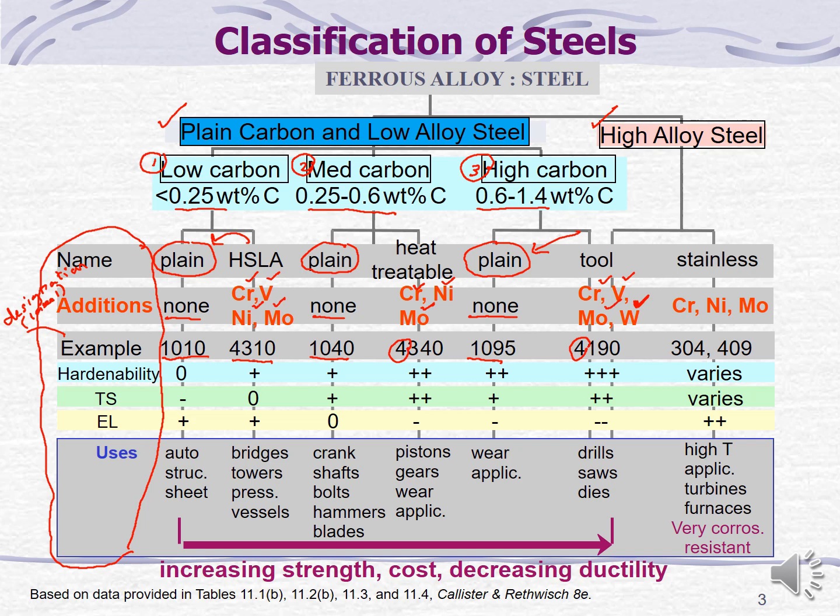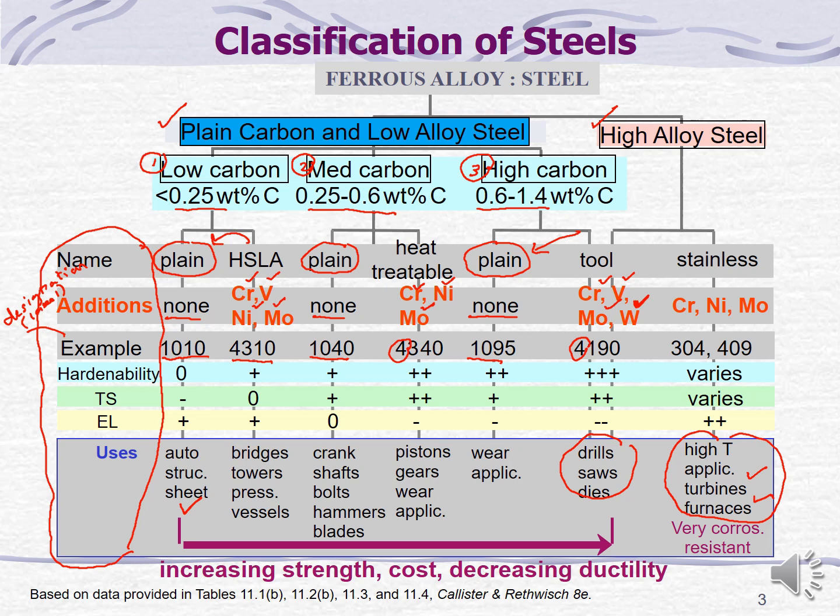Okay, for the application, here you can see various applications. And of course, for the high alloy steel here, the application is for high temperature application, turbines, and furnaces. For the tool, the application is for making drill bits, saws, and dies.